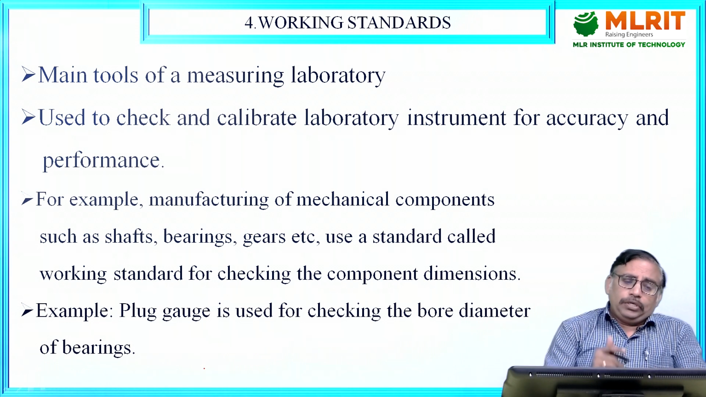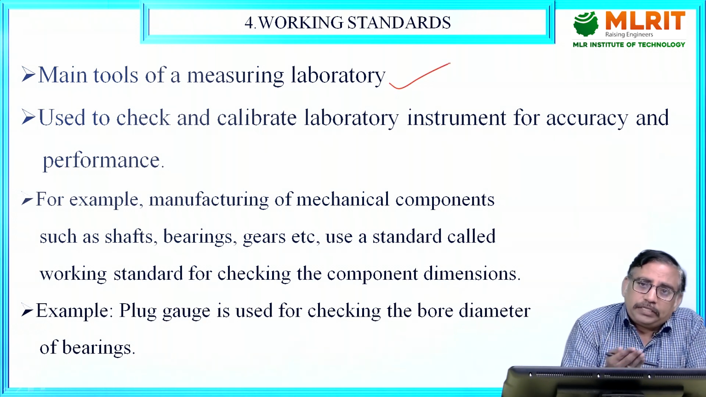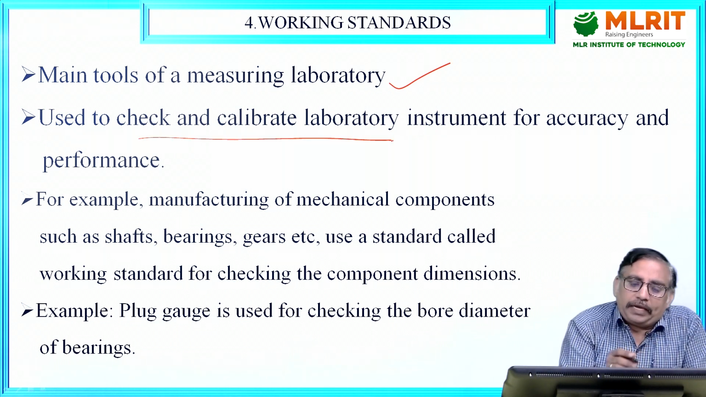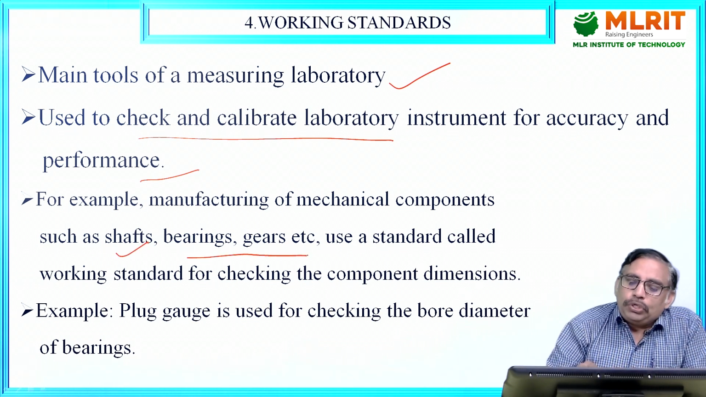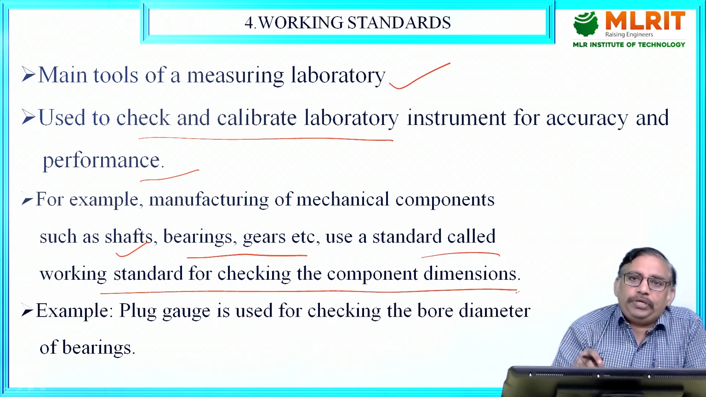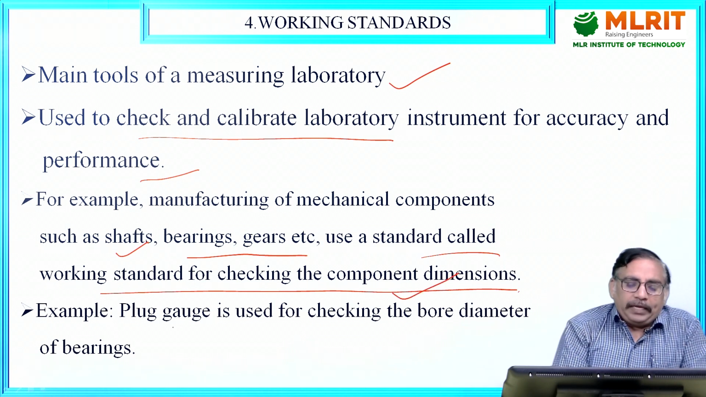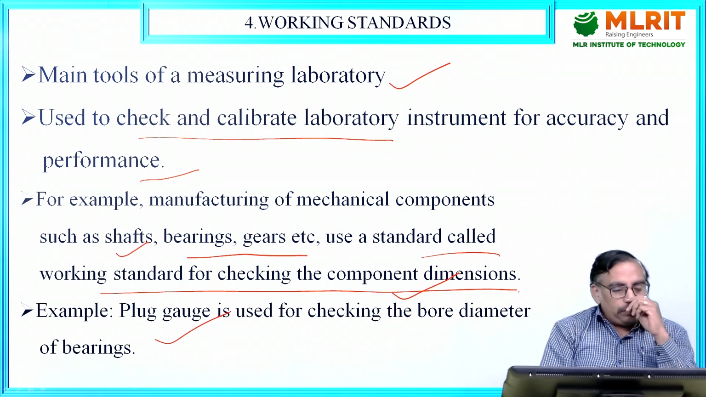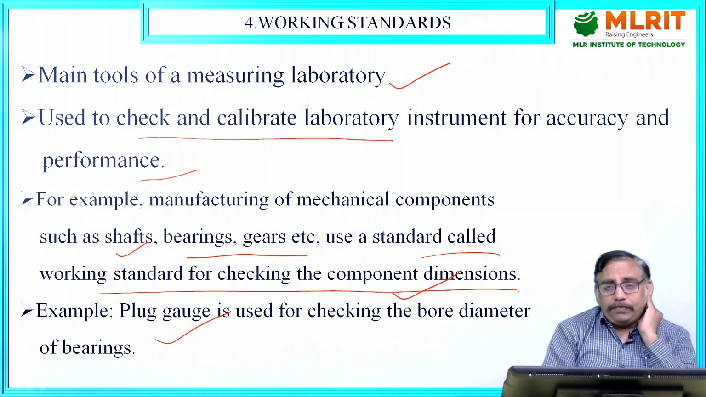Coming to the working standards, these are used in the measuring laboratory of every separate industry, right? As we said, from primary we derive to secondary, then we go for working standards. These standards are used for measuring in the laboratory itself, to check and calibrate all laboratory instruments for accuracy and performance. For example, in the manufacturing of mechanical components such as shafts, bearings, and gears, a working standard is used for checking the component dimensions. Even a plug gauge is used for checking the bore diameter. You already know the plug gauge, right? The plug gauge will be used for checking the bore diameter of every bearing. So, these are the working standards, which are aligned with secondary and primary standards.